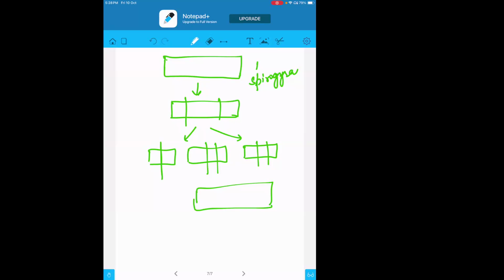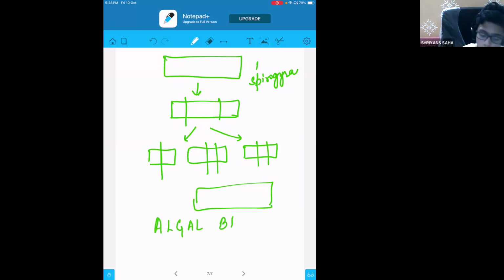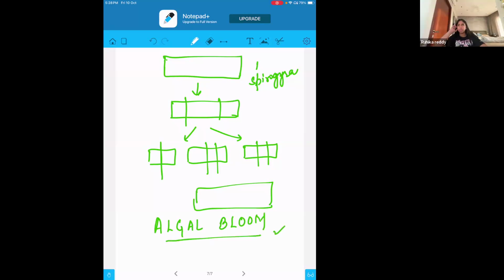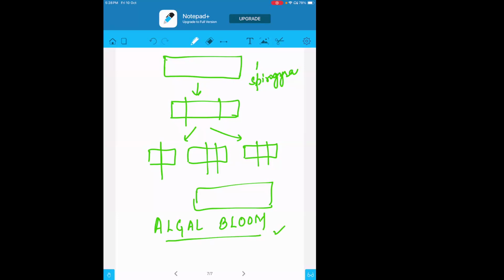Okay. And I don't know whether you all have heard the word algal bloom. No, ma'am. Yes, ma'am. Ma'am, algal bloom is basically when too much algae grows. These can release harmful toxins which can make the water body not safe for use. Very good.